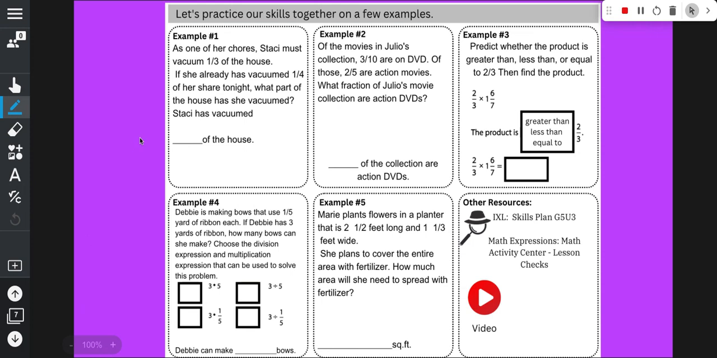Now it's your time to try some of these examples. Pause the video here, give them a shot, resume when you're ready to check your answers.